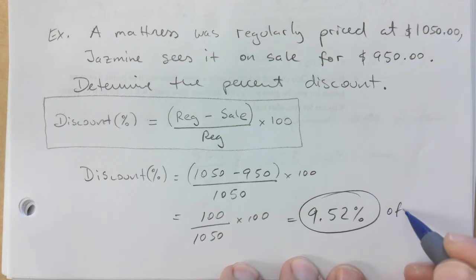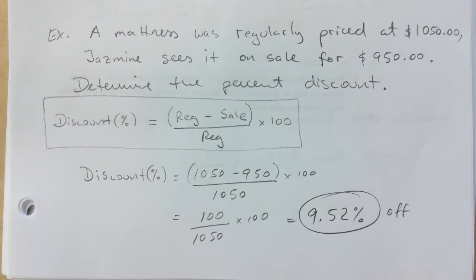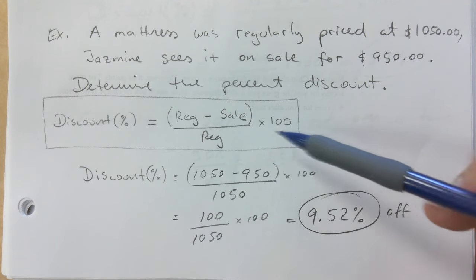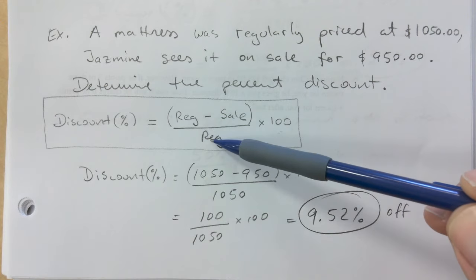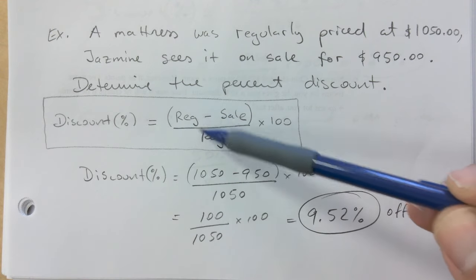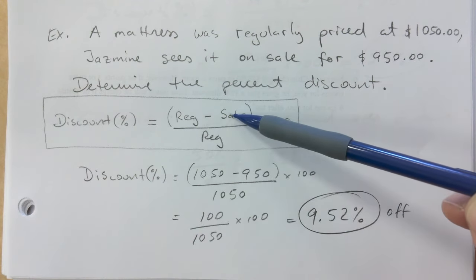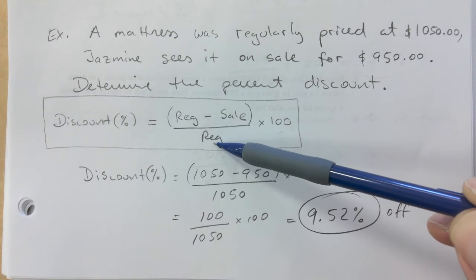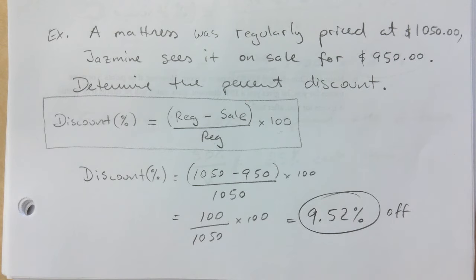This is how much it's off. Almost 10%, but not quite. So this is how you determine the percent discount. You have to go by that. Notice that regular could be exchanged with original: take the original price minus the sale price, divided by the original. It's the same thing, okay?